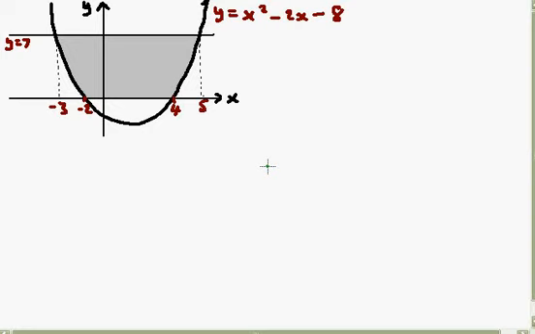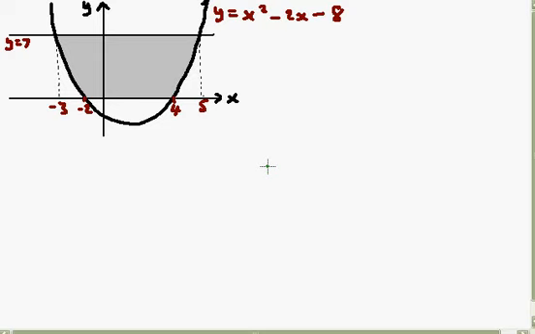Okay. Now, in this problem, we need to work out the shaded region that I've got in the diagram. And this example is a little bit more complicated than you would usually see. Okay, so we're going to have to use a little bit of ingenuity here to work out this region.